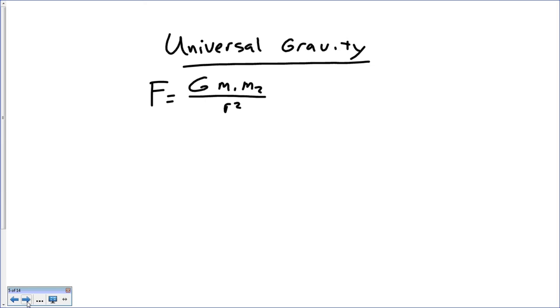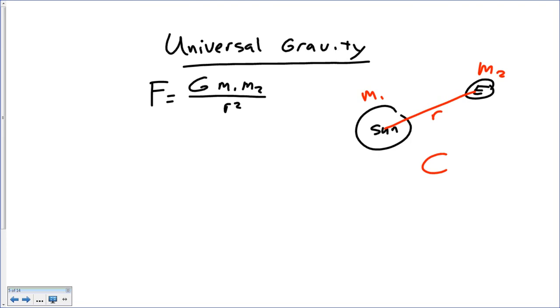Universal gravity: F equals big G m1 m2 over r squared. This should be familiar. This will help us describe the force of gravity between any 2 objects in the universe. For example, the sun and the earth. We need to know the distance from center of mass to center of mass, r. We need to know the mass of the sun, the mass of the earth, and of course big G, which you determined in the Cavendish experiment, right? Those are the things we need to know in order to calculate the force of gravity between any 2 objects.